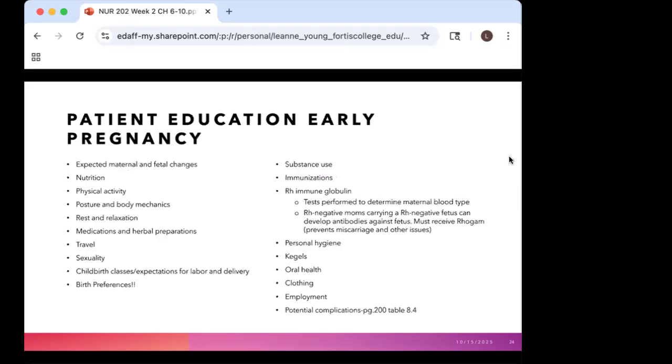Education during pregnancy is huge, especially for your first time moms. This is something that they've never gone through before. This is a really big change in life, and it's very important that they're getting all the education that they need to ensure that their health and the baby's health are sustained throughout. So you're going over with them their expected maternal and fetal changes, the physiological changes that they're going to be experiencing. You want to tell them about that because they don't want to be taken by surprise by anything.